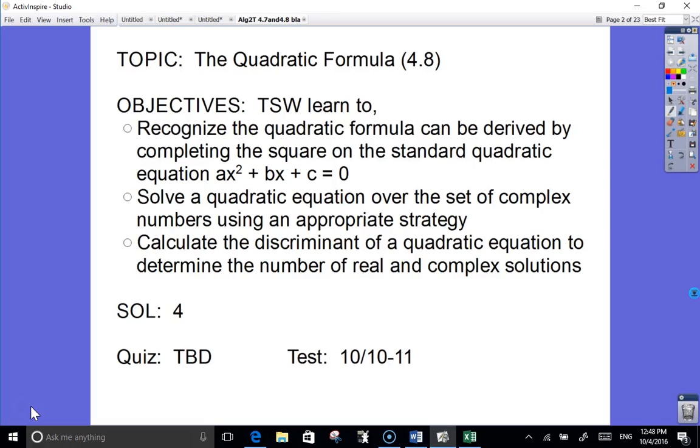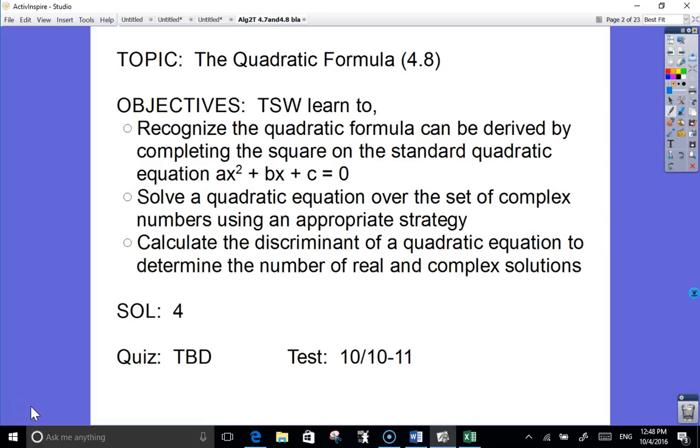In fact, it's pretty much the only one that always works. Okay, not every quadratic equation is factorable, so you can't always say solve by factoring. Not every quadratic function crosses the x-axis, so you can't always say solve by graphing, look for the x-intercepts. But every quadratic equation can be solved with a quadratic formula.